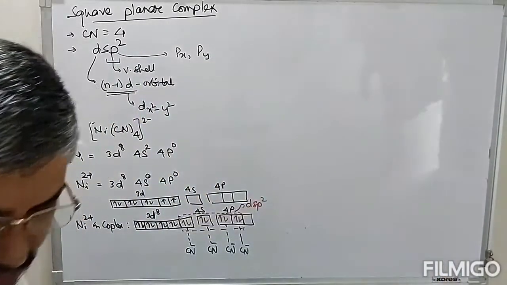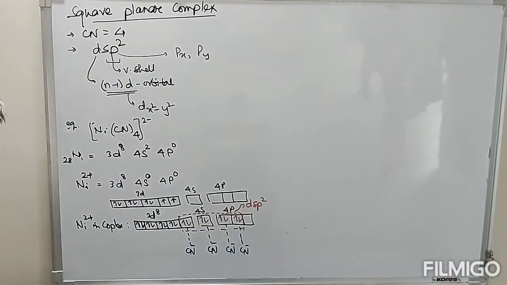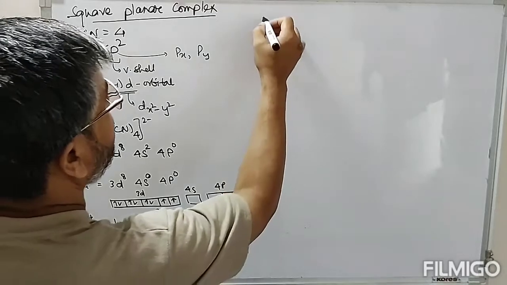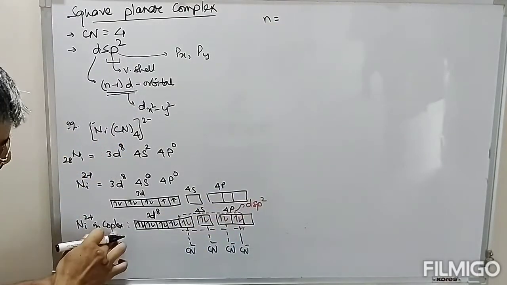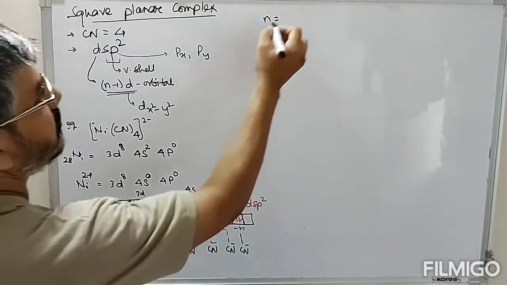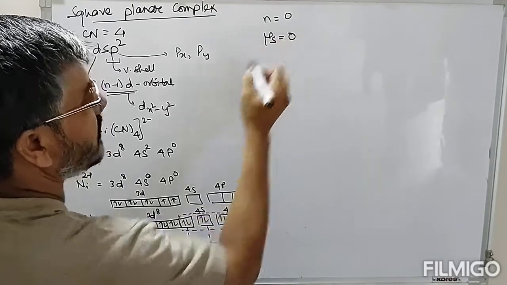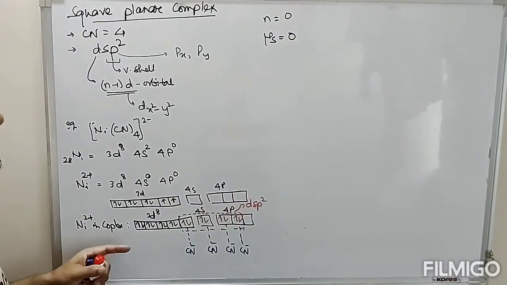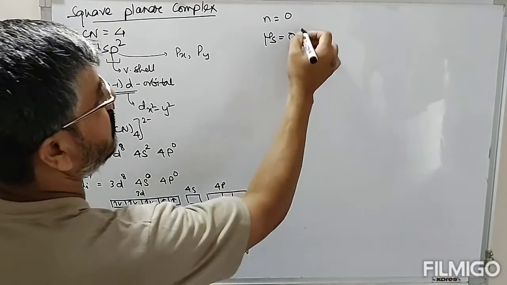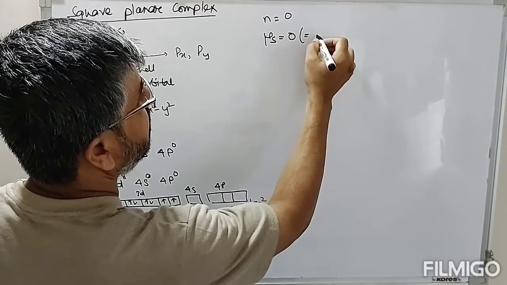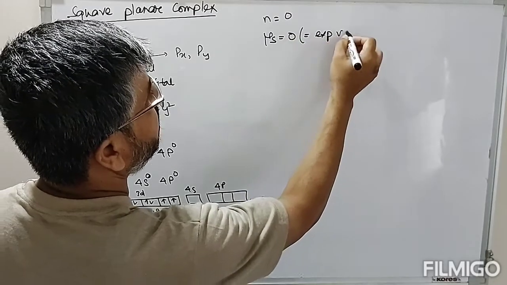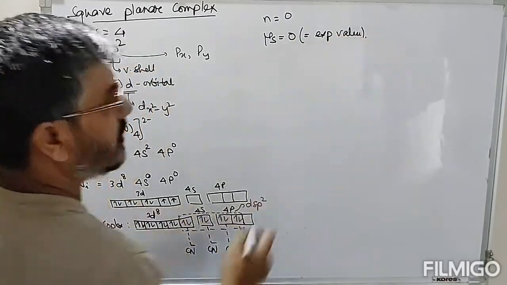Now look at this. When we consider this square planar complex, the number of unpaired electrons is 0. Since the number of unpaired electrons is 0, the spin only magnetic moment is again 0. Now this spin only magnetic moment is the theoretical value. This is equal to the experimental value.